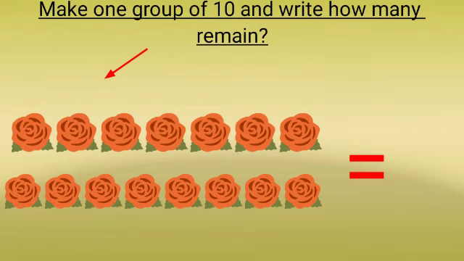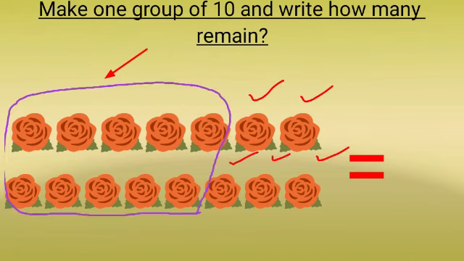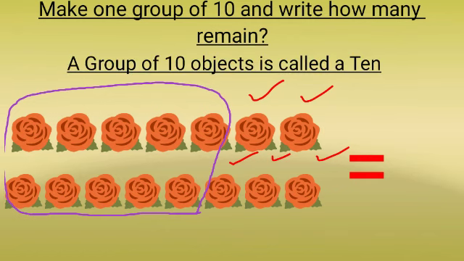Now you have to make a group of 10 among these flowers. So now a group of 10 is formed. Now how many flowers are remaining? Count it. Yes, 5. 1, 2, 3, 4, 5. So now 5 flowers are remaining, which means the balance. Remaining objects are called balance.